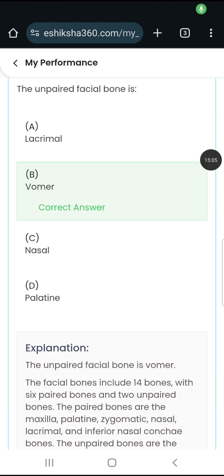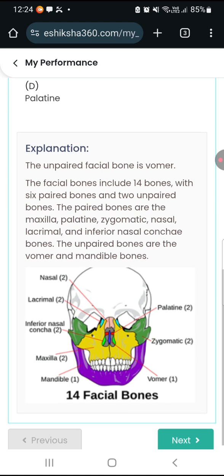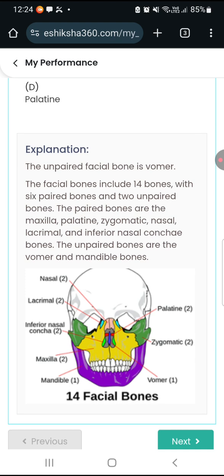The unpaired facial bone is the vomer. Explanation: the unpaired facial bone is vomer. The facial bones include 14 bones with 6 paired bones and 2 unpaired bones. The paired bones are the maxilla, palatine, zygomatic, nasal, lacrimal, and inferior nasal conchae bones. The unpaired bones are the vomer and mandible bones.